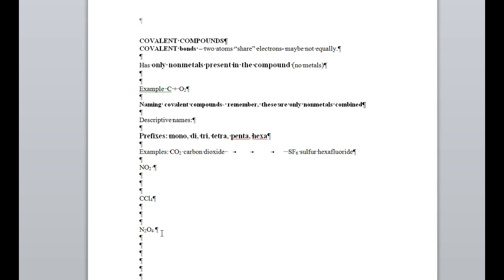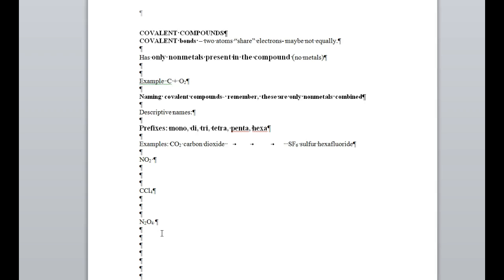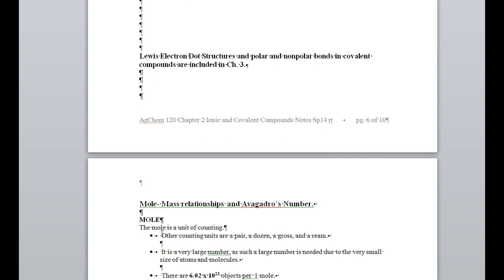Okay, so now the next one, N2O4, we get to do something with the nitrogen, don't we? We get to call it dinitrogen, and then because I have 4 oxygens, what do I call it? Tetraoxide. Dinitrogen tetraoxide. Really isn't very difficult, is it, when we get going? Everybody with us to this point? So all we're going to do is keep practicing these things for the next few days before we have the test, okay?